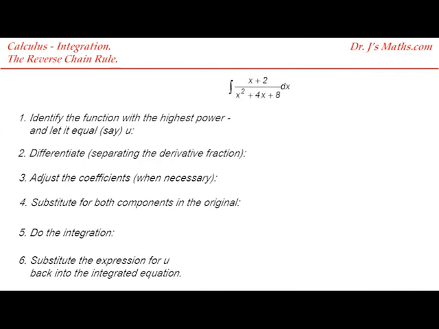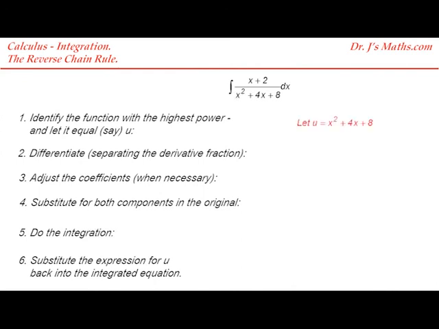A final and very common example is the integral of x plus 2 over x squared plus 4x plus 8 times dx. Now we have a fraction, not very nice, so therefore we think it probably is a reverse chain rule, and we can see the derivative of the denominator is going to be 2x plus 4, which is a factor of 2 different to the numerator, so yes, confirmed.